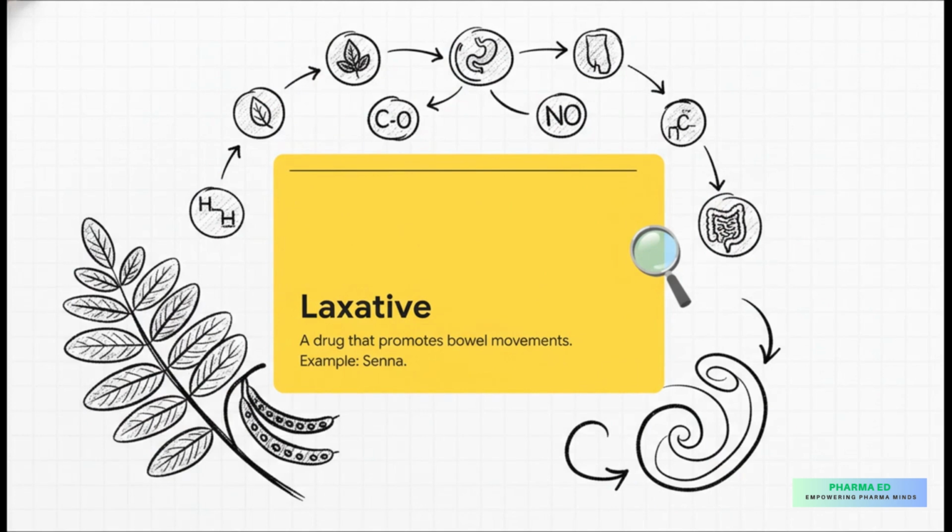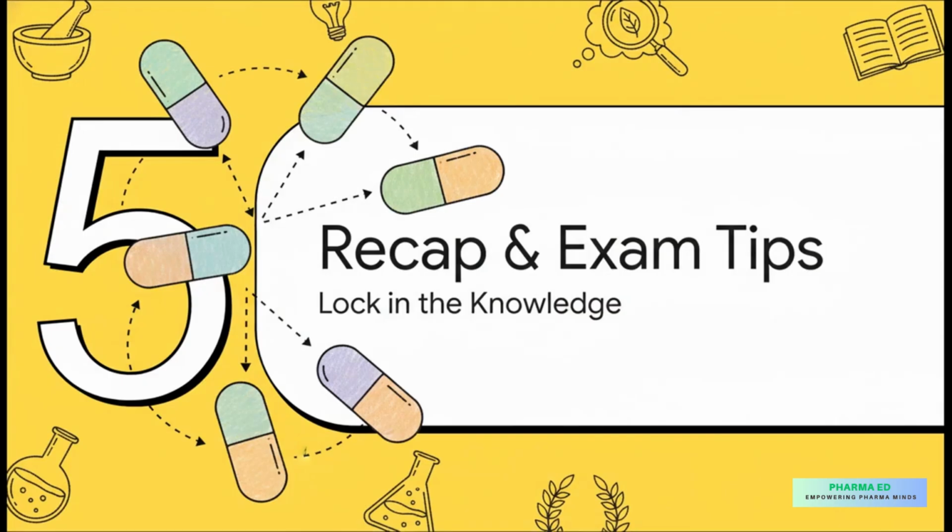And finally, a really common category, laxatives, which help with bowel movements. And look, here's our familiar friend, senna. Did you notice that? A single drug like senna or digitalis can pop up in multiple classification systems. That is a fantastic point to make in your answer to show you really understand the topic. All right, we've covered all 4 methods, so let's do a quick, powerful recap to really lock this knowledge in and get you feeling confident for that exam hall.